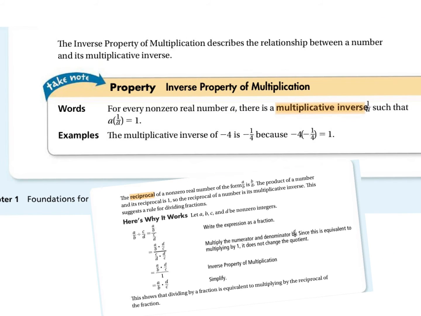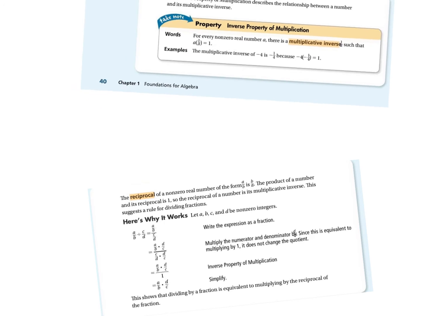Inverse property of multiplication describes the relationship between a number and its multiplicative inverse. Another word or phrase we could use instead would be reciprocal. So instead of multiplicative inverse, we could say reciprocal, and that's what I'm going to call it. But these can be used interchangeably. So the idea with this reciprocal or multiplicative inverse is we multiply them together and we get 1.